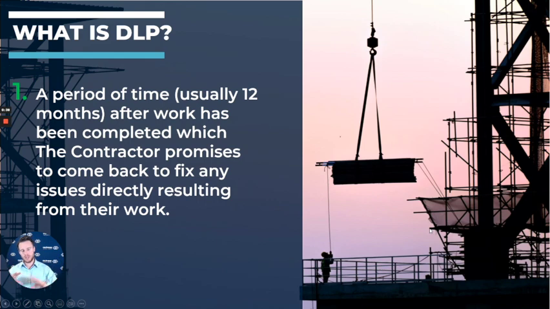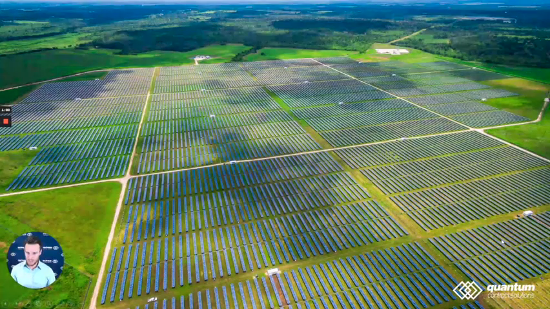Now, what is DLP? It is a period of time, usually 12 months after you finish the work on site, whereby the contractor promises, I'll come back and I'll fix anything that happens that is a result of our poor workmanship, or something's come undone. Even if you look at your own house, you moved into a new house and there's cracks on the walls, the guys should come back and they fix the cracks on the wall, that sort of thing. That's really what DLP is.